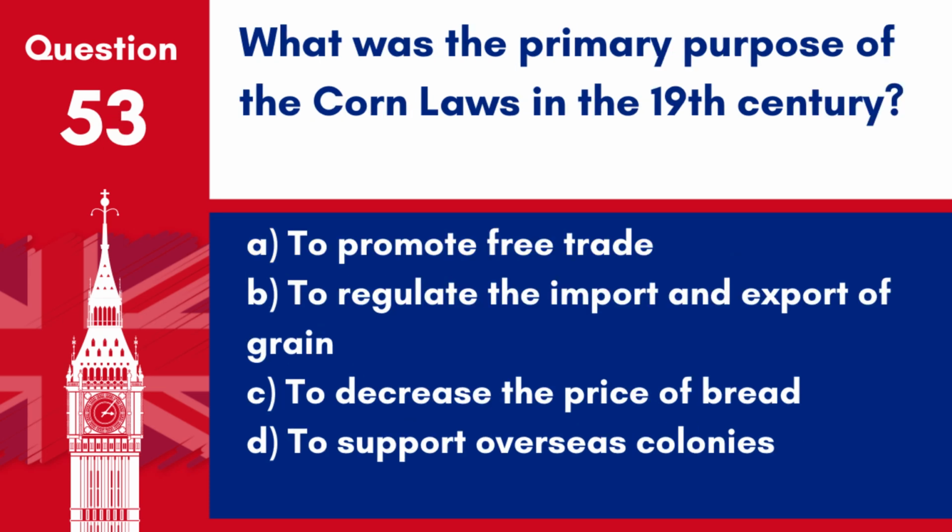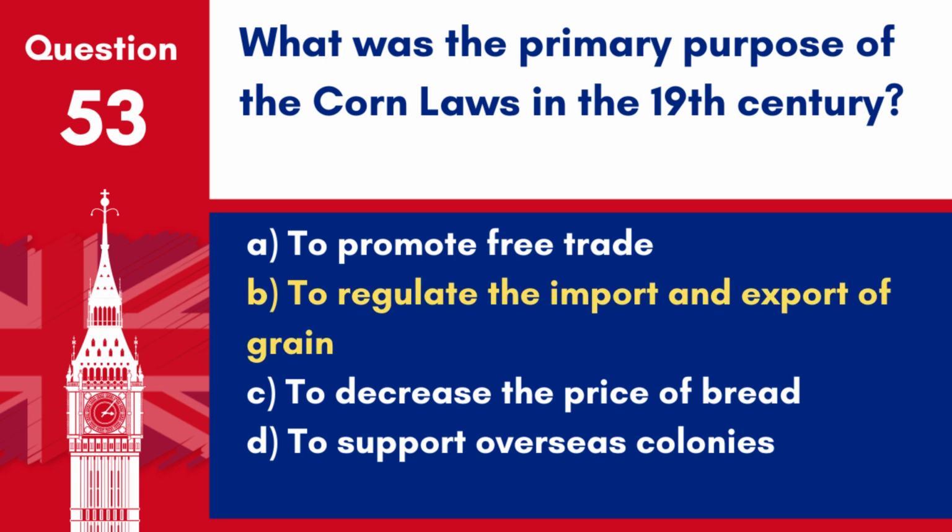Question 53. What was the primary purpose of the Corn Laws in the 19th century? A. To promote free trade. B. To regulate the import and export of grain. C. To decrease the price of bread. D. To support overseas colonies.